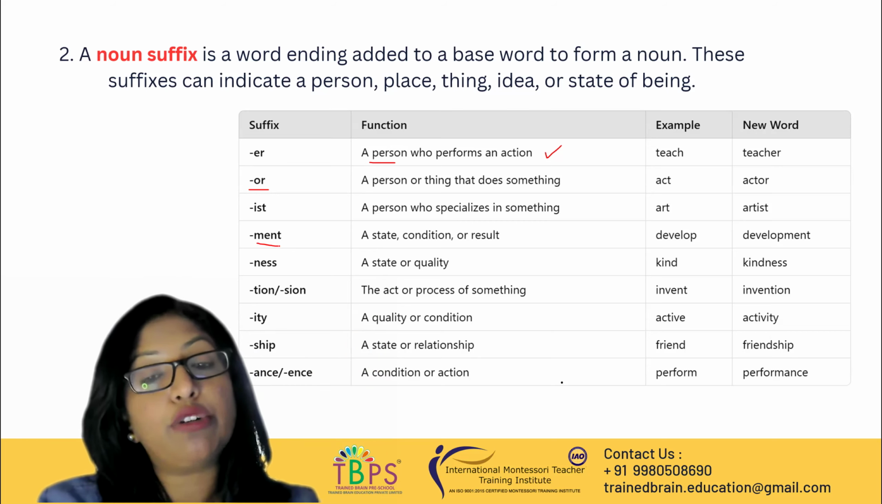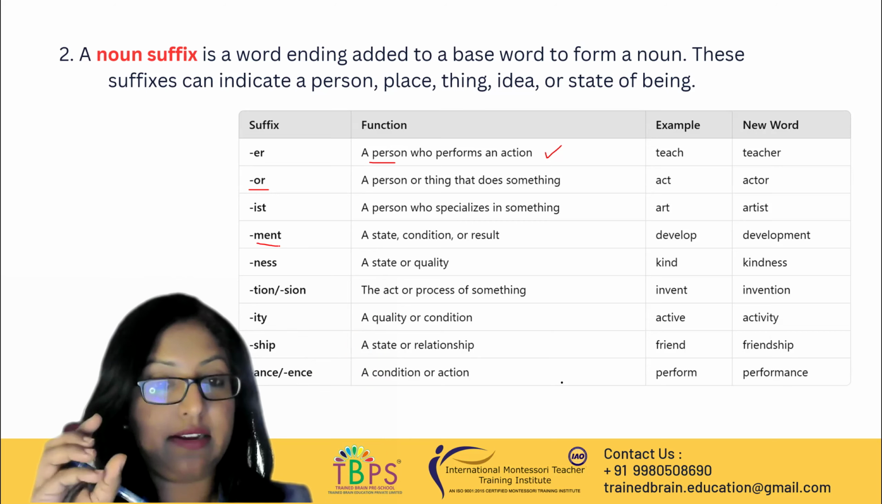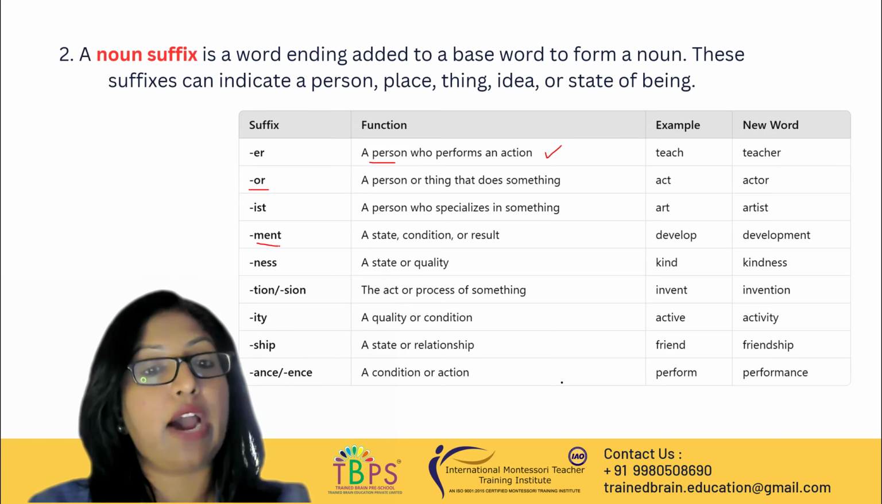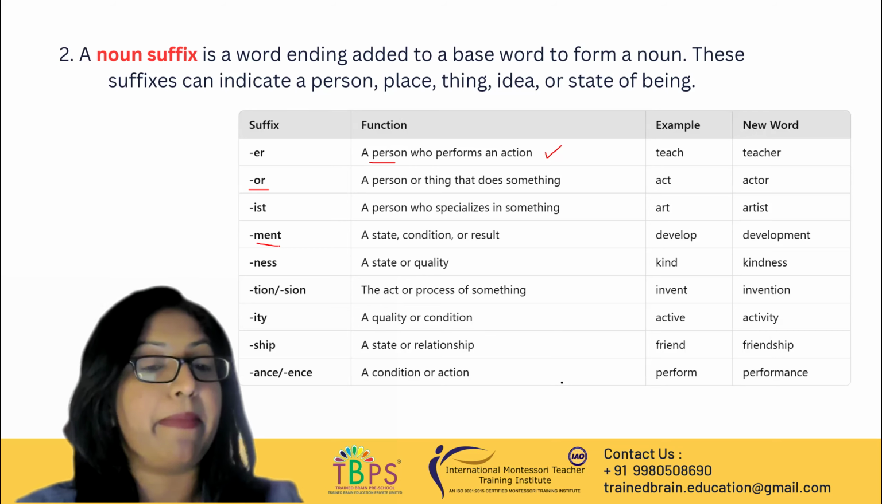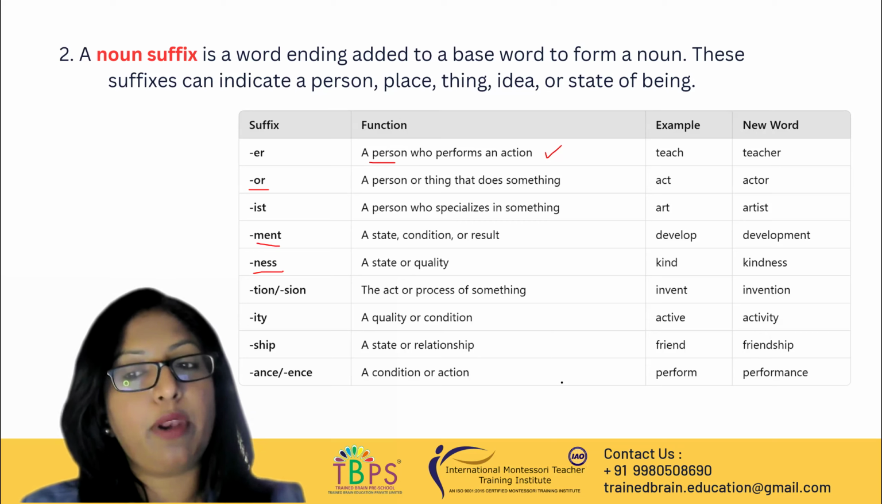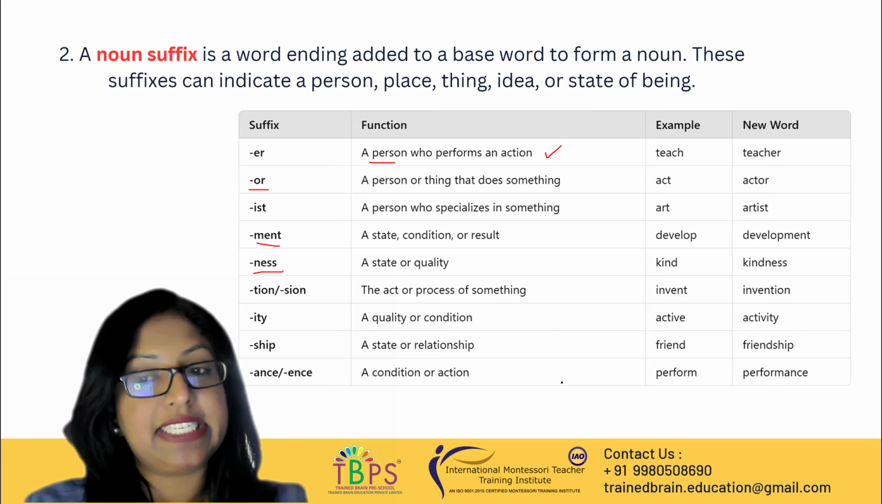In case I want to specify the quality of the noun, the state of that noun, what kind of a state I'm in, I can use ness. I'm very polite. I'm very kind, kindness.